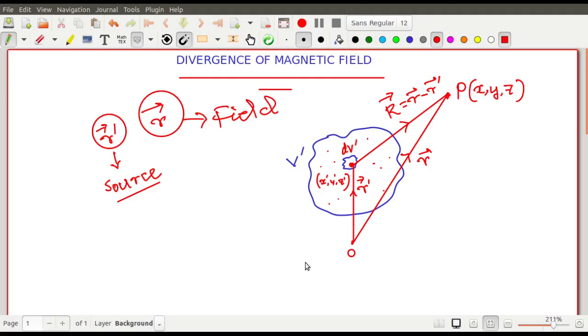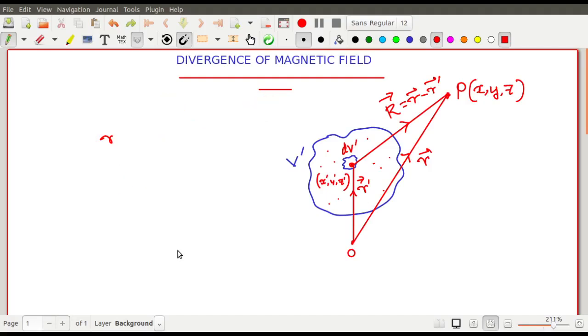The treatment is not too difficult if you are quite matured with the applications of vectors. If you know how to apply the vectors, then the treatment is not at all difficult for us. So let us first of all try to write according to Biot-Savart's law.